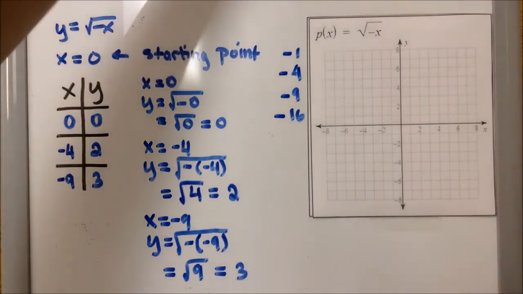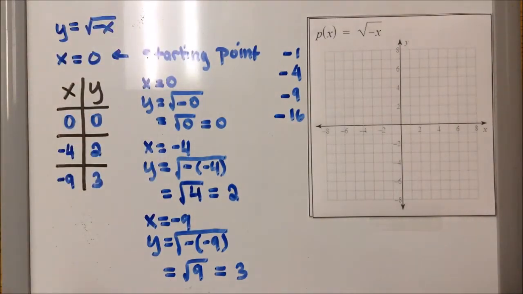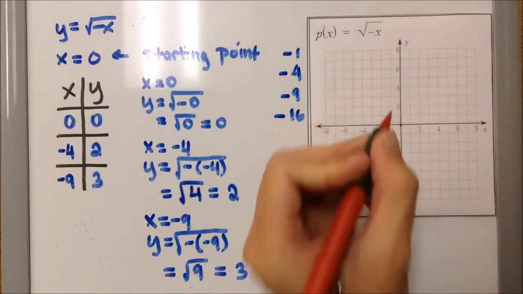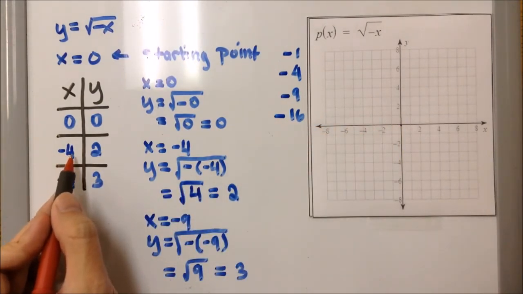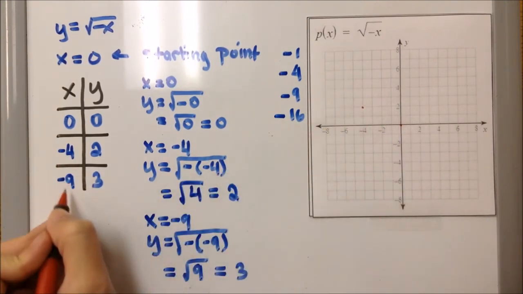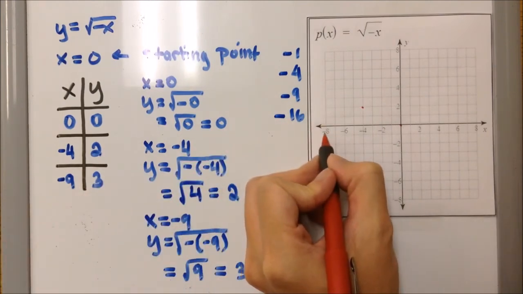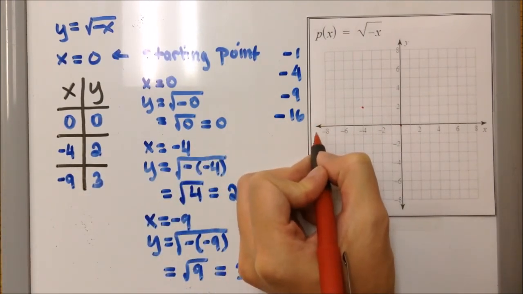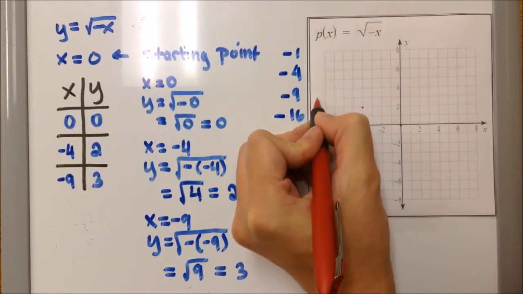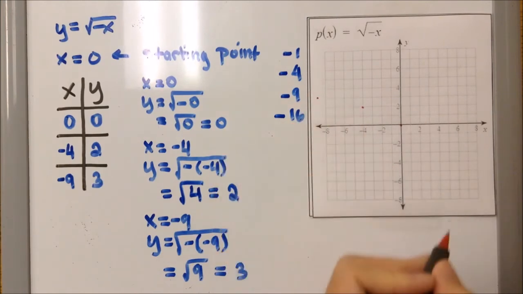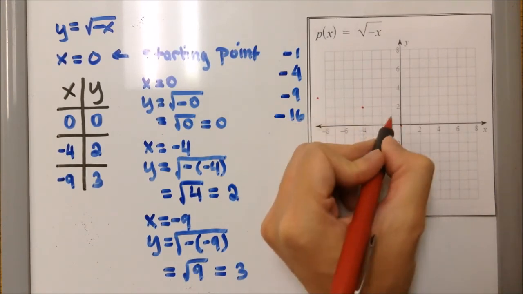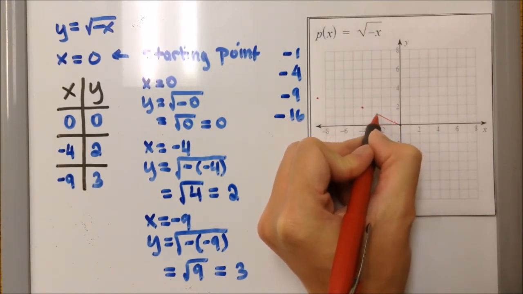Now it's time to graph. Again, this is the starting point, so 0, 0. Alright, -4, 2. So -4, 2. Alright, so -9, 3. Well, it goes up to -8, but we could say -9 is around here, and then 1, 2, 3. So I'll mark it right here. Since 0, 0 is our starting point, we're going to start here, and then graph, connecting the dots.